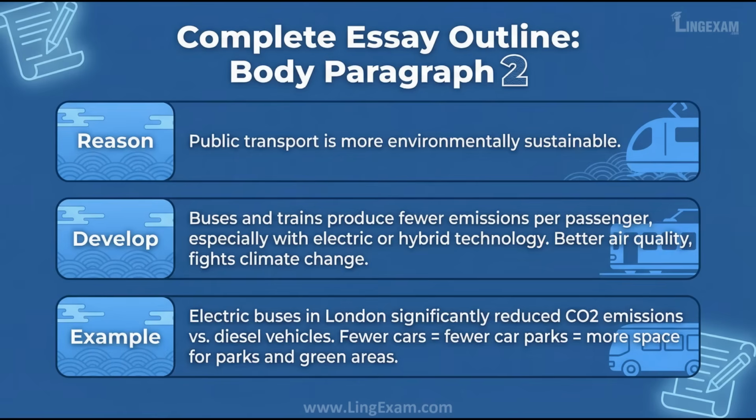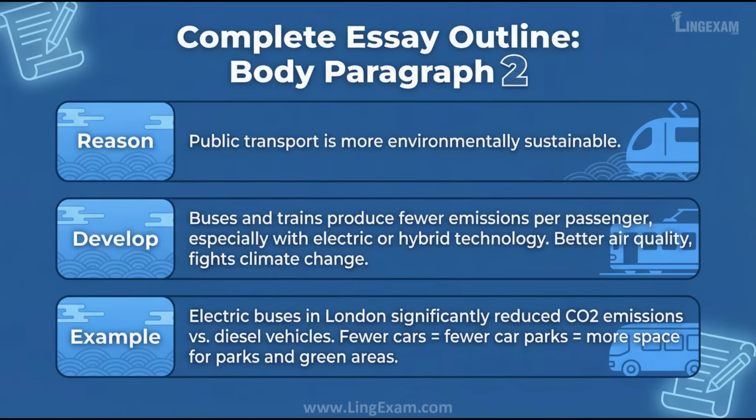In your second body paragraph, you'd present your second reason. Perhaps you'd argue that public transport is more environmentally sustainable. You'd explain that buses and trains produce fewer emissions per passenger than private cars, especially when they use electric or hybrid technology. You'd develop this by discussing how reducing the number of cars on the road leads to better air quality and helps combat climate change.